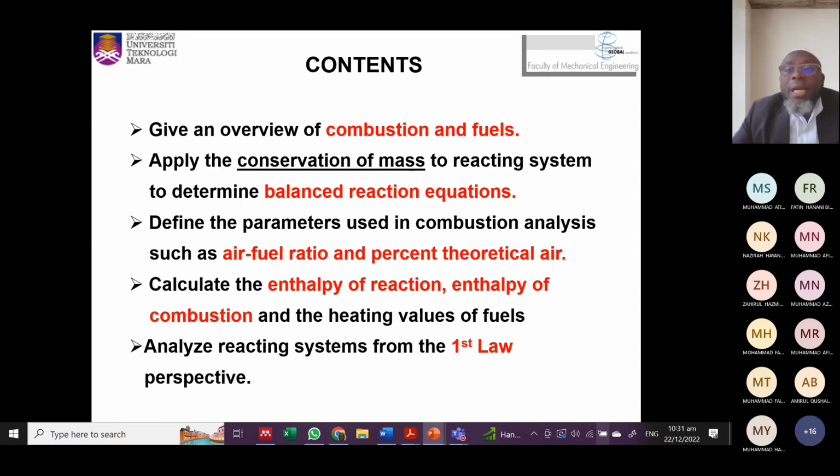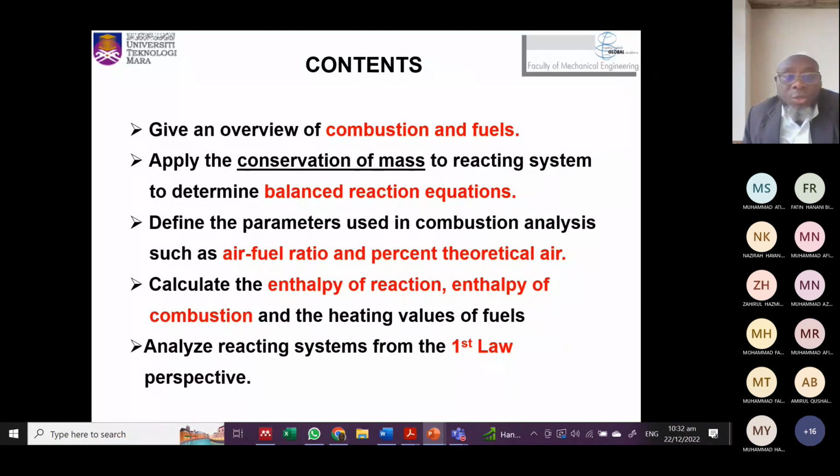The content of this slide is that we'll be looking at combustion and fuels. The first thing that comes to your mind when we talk about combustion is fuel, the burning of fuel. So we're looking at the burning and the various compositions of fuel, and then applying the conservation of mass to reaction systems. And then we'll also look at how to balance reaction equations.